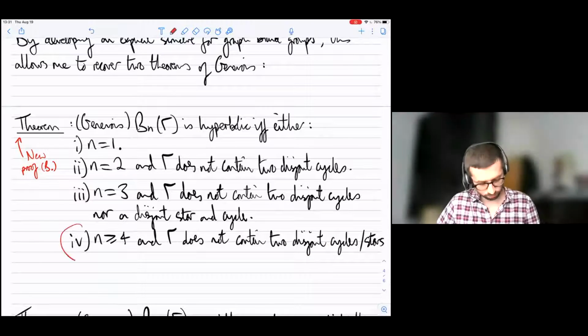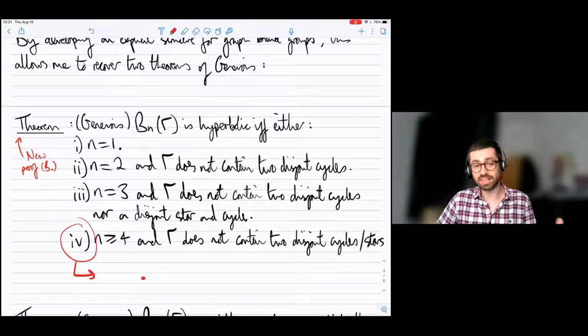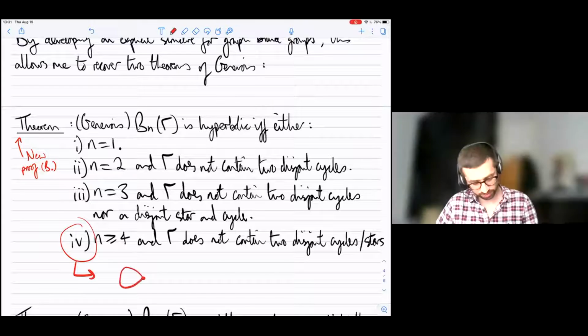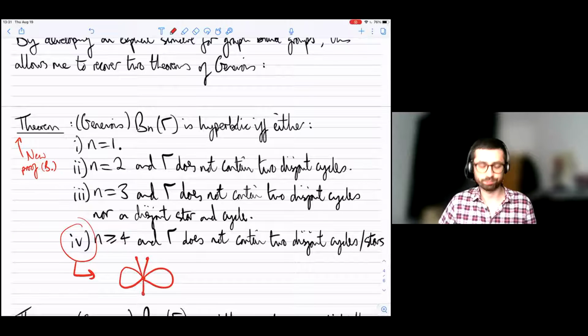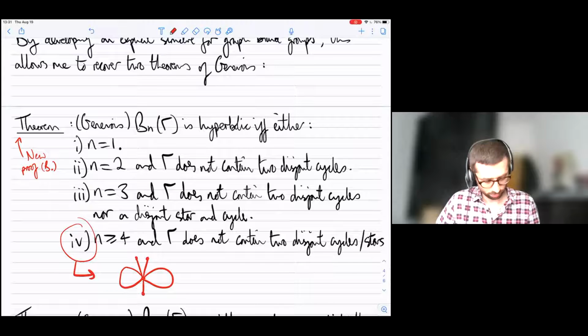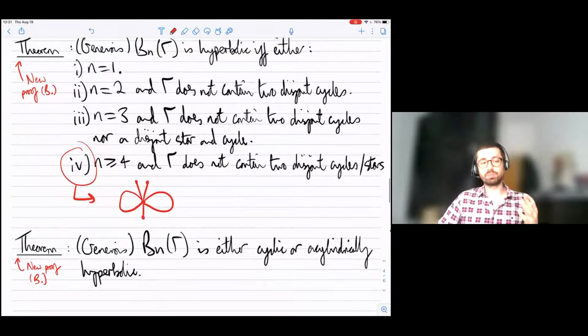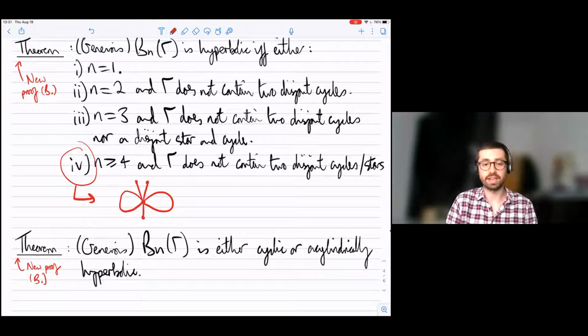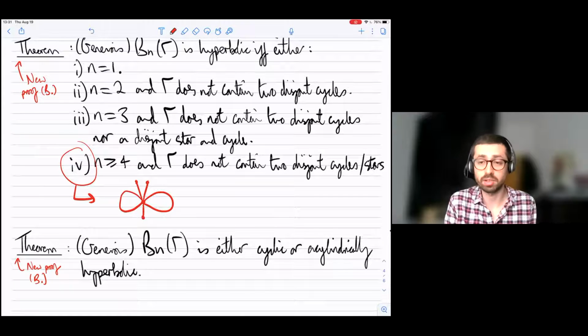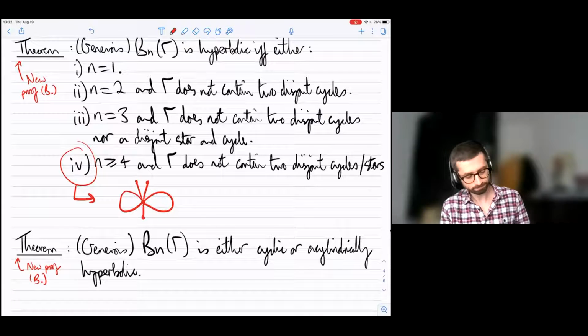Okay, so in the fourth case, for example, the graph would have to look something like this. You'd have one central vertex, a number of loops coming out, and then a number of edges coming out. That's what the hyperbolic graphs look like. I also provide a new proof of a characterization of acylindrical hyperbolicity, which basically says all graph braid groups are acylindrically hyperbolic unless they're cyclic.